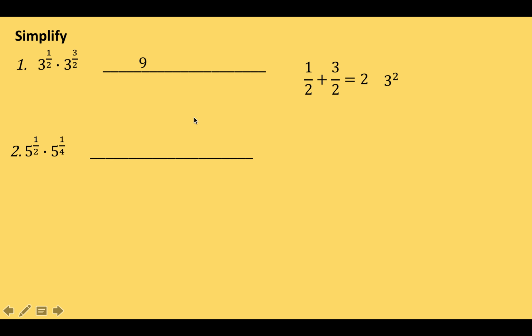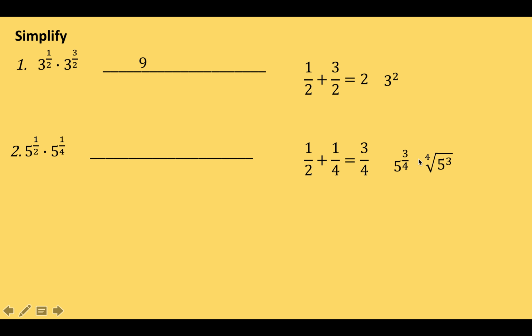Now in this one we're simplifying. Remember, when we're multiplying, we're adding our exponents. So we have 1/2 plus 3/2, so we get 2. So our bases stay the same. So we have a 3 to the 2nd, which is 9. For this one, we're adding our exponents, which we get 3/4. We have a 5 to the 3/4 power.